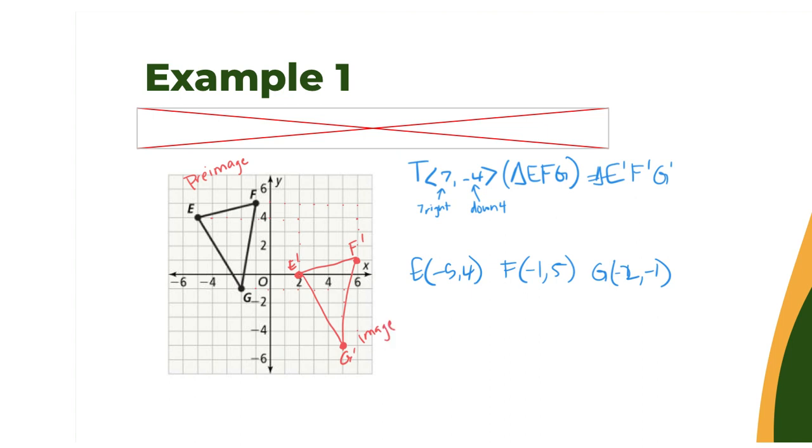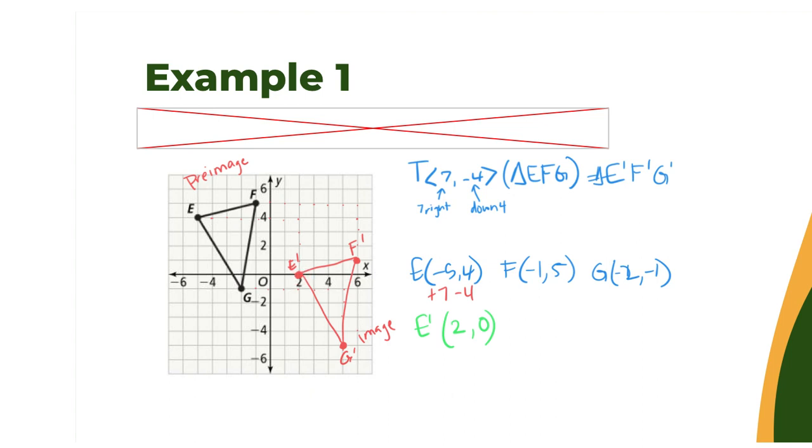I could also do that without having the graph of it, because I could just look at each point and add 7 and subtract 4. Right? So my new point, E prime, would be -5 plus 7, which puts me at 2, and 4 minus 4 would put me at 0. If I look right there, E prime is on my graph right here, at the point (2, 0). So counting worked, and adding to the points worked.